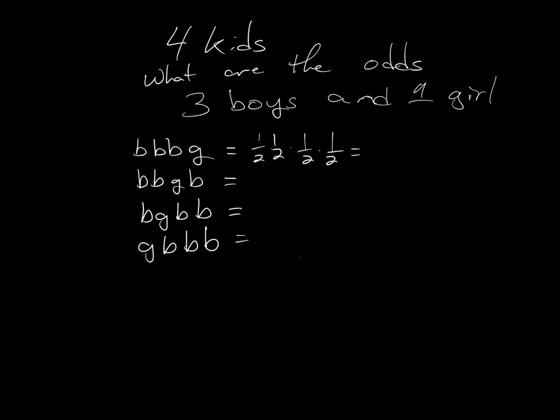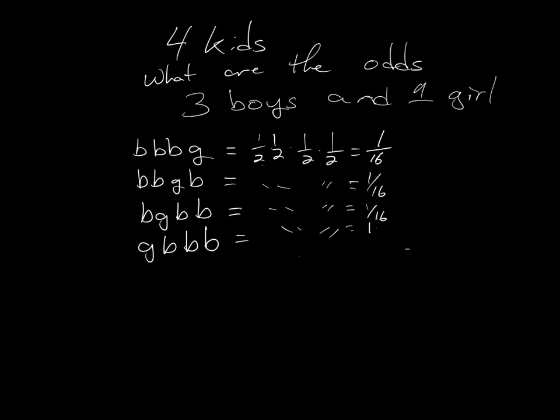2 times 2 is 4. 4 times 2 is 8. 8 times 2 is 16. 1 out of 16. So the same thing all the way down, right? For each of these, the odds are 1 out of 16. Do you agree with that?